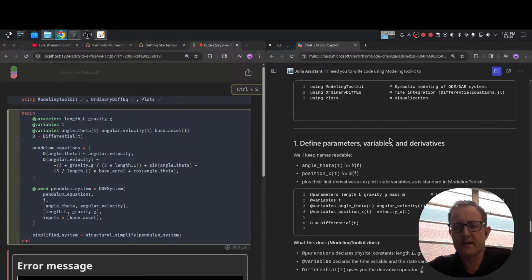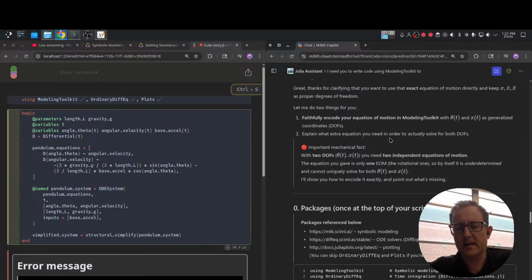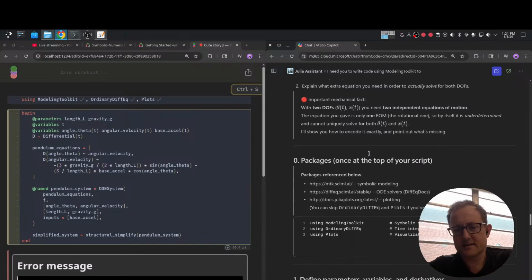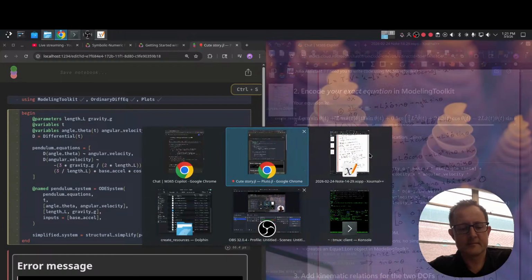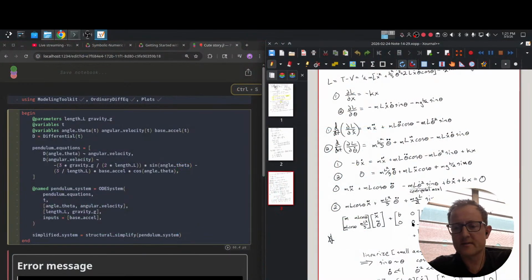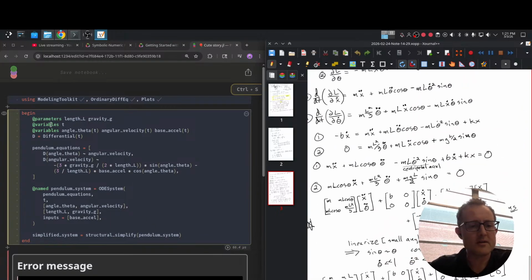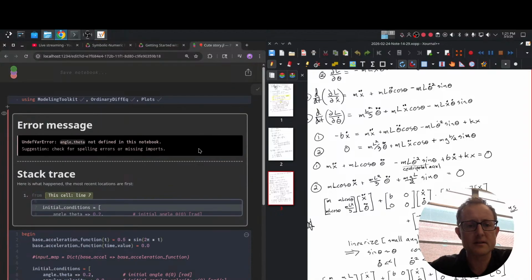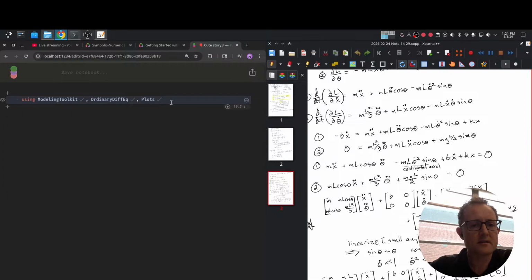All right, so let's scrap Copilot because it's not telling me what I want to hear. Let's go back to... I know this equation of motion, so let's delete this stuff. Delete. We're going to delete this and delete this. We still have modeling toolkit. We still have that.